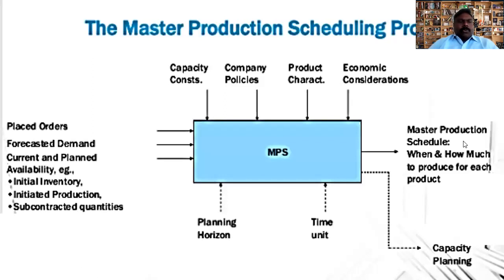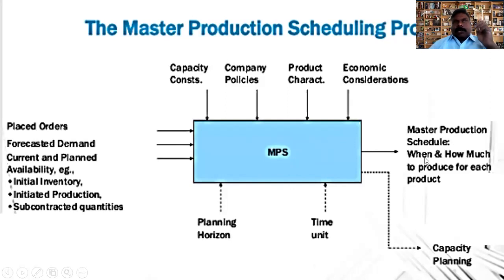We can see a diagram here which clearly shows how the scheduling sequence will be going on. First, placing the orders is a demand. Forecasting the demand is the input. Current and planned availability, initial inventory, initiated production, subcontracted quantity. These are all the inputs, arrows coming inside. Capacity constraints, company policies, production characteristics, economic considerations, timing, planning horizon. These are the influencing factors which may affect our master production scheduling. So the output will be the master production schedule.